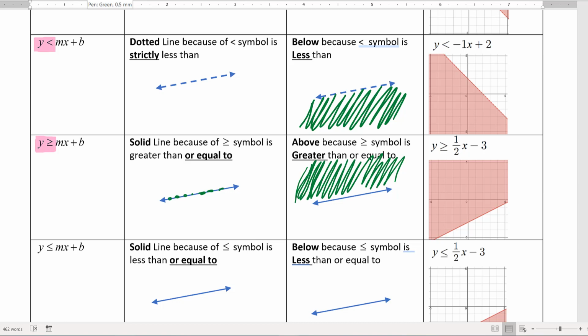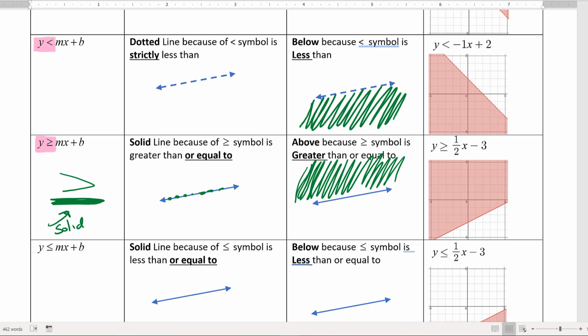The way I remember that is the line underneath, doesn't that already look like a solid line? I know that's kind of silly, but that's how I remember it. The line underneath means it's solid. If there's no line underneath, that means it's dotted or dashed. Okay, so we have y is greater than or equal to 1/2 x minus 3 in our example.